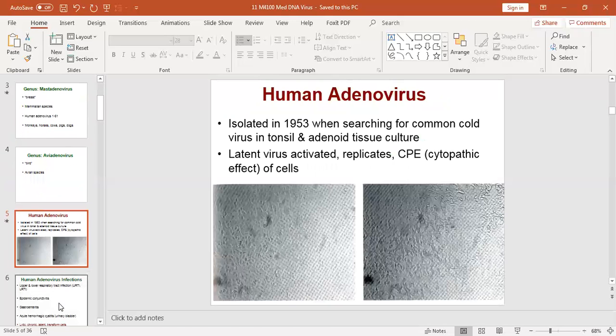Slide number 5, human adenovirus. In 1953, when researchers were looking for common cold virus in tonsils and adenoid tissue cultures, they discovered this virus. Latent virus can become activated, it can replicate and causes CPE or cytopathic effect of the host cells.